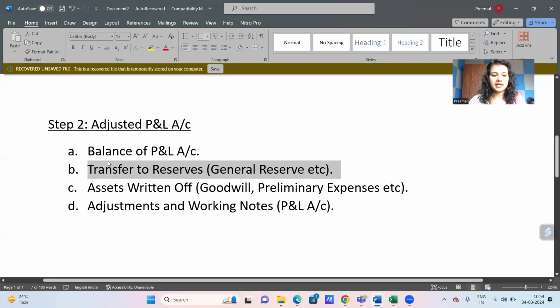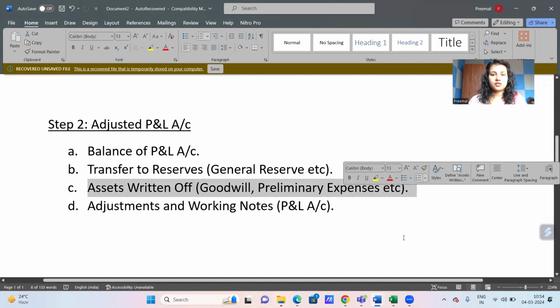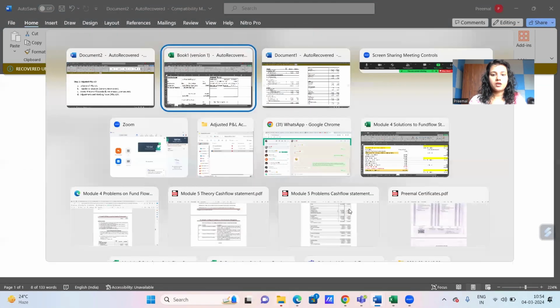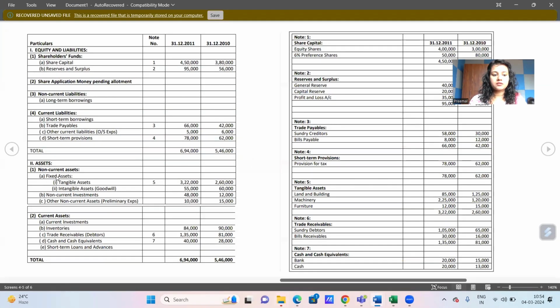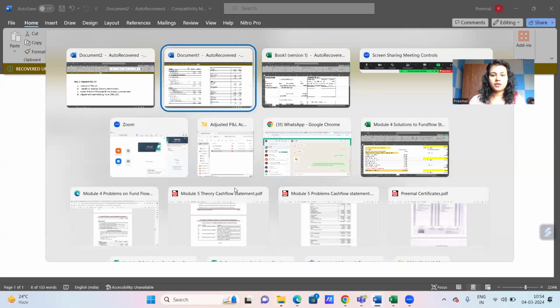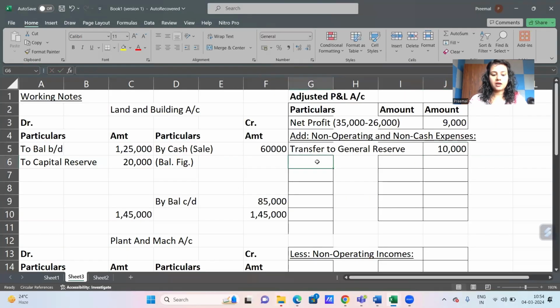Going back to our guidelines, the third guideline, we check if there are any assets that are written off, such as goodwill, patents, preliminary expenses, etc. So in our question, under the non-current assets, we have intangible assets, goodwill, which has decreased from 60,000 to 55,000. So this decrease will indicate goodwill written off. So in your adjusted P&L account under non-operating expenses, you'll have to mention goodwill written off and the difference amount, 5,000.